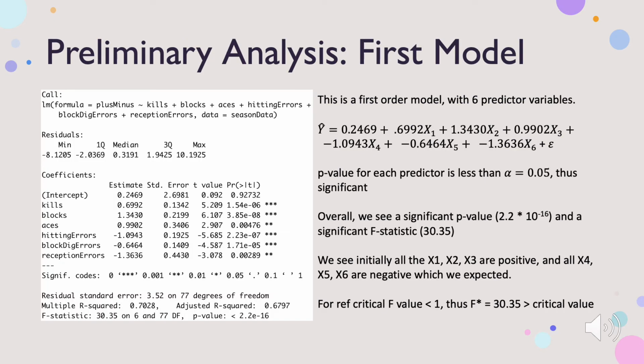We started with our first model by using all 6 predictors, and it is a first-order model. As we can see on the left, we have a printout. The p-value for each predictor is less than alpha of 0.05, thus significant. We also see that x1, x2, x3 are positive, and x4, x5, and x6 are negative, which we expected.